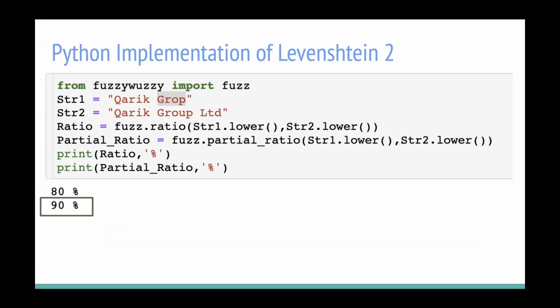In the previous example, string 1 was completely inside string 2. Now in this example, we have made a typo. So string 1 is not fully inside string 2. So we can see that even the partial ratio has reduced to 90 from 100.